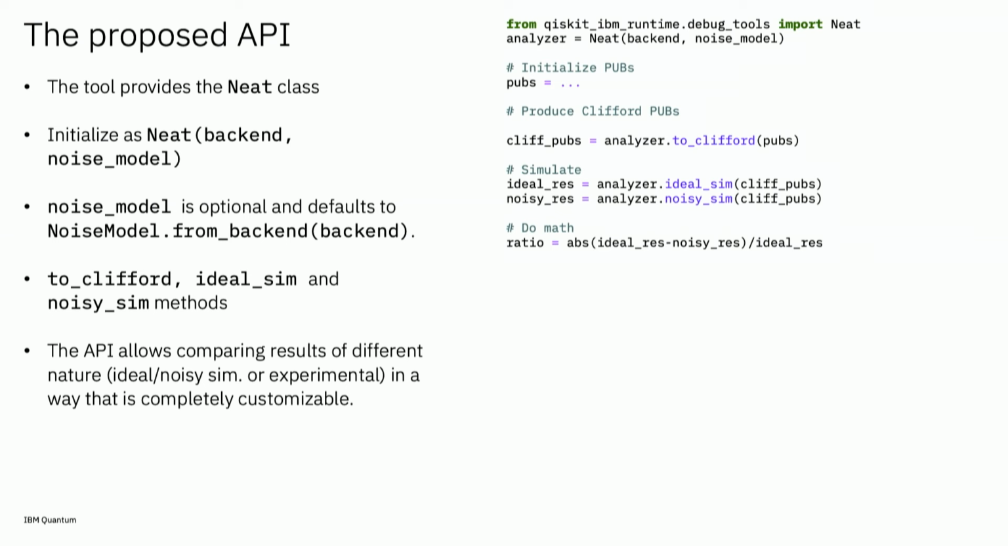So here's a coding example. We start by importing the NEAT class from qiskit_ibm_runtime.debug_tools, and we create an instance of the NEAT class that we call analyzer. We initialize the pubs, and as a first step, we Cliffordize the pubs by calling the to_clifford method. We then proceed with the simulation.